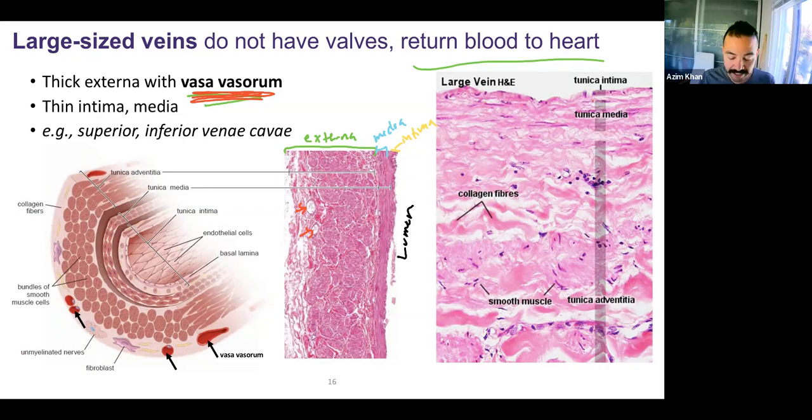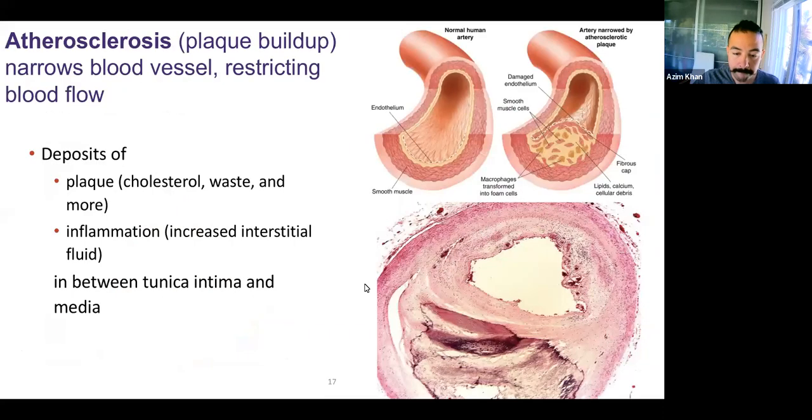Examples of a large-sized vein would be the superior vena cava and the inferior vena cava. The venae cavae are what are returning blood back to your heart from your upper body, head and arms, and your lower body, trunk and legs. Really large veins to return blood back to your heart. So those are all the different blood vessel types: elastic arteries, muscular arteries, arterioles, 3 different capillaries, continuous, sinusoid, fenestrated, and then 3 different vein types: venules, medium-sized, large-sized.